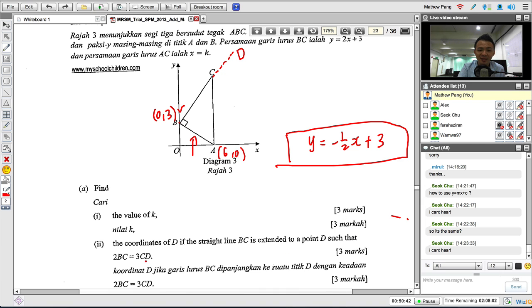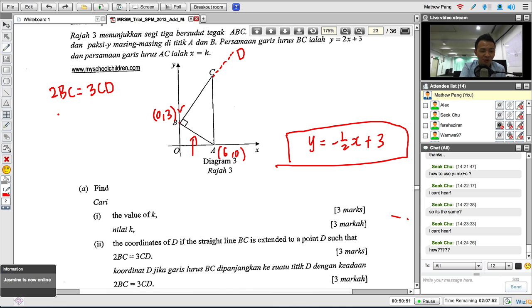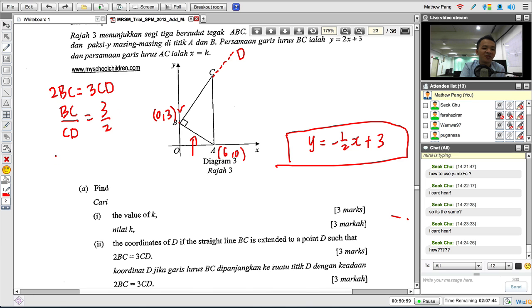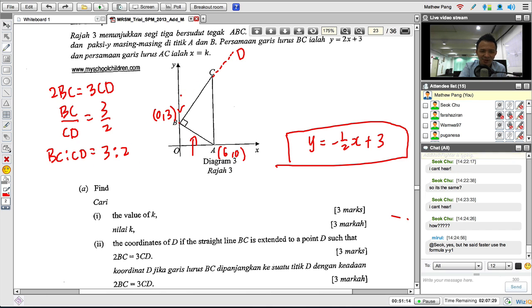So that 2BC equals 3CD. Normally when I see something like this, I will write it in a fraction. 2BC equals 3CD. So BC over CD, I move the CD to this side, and I move the 2 to this side, so it is 3 over 2, right? So I got the fraction now. BC ratio CD equals 3 ratio 2. I hope you know actually a fraction can be written as a ratio. So BC is 3, B to C is 3, CD is 2. So I got something like 3 and 2 here.